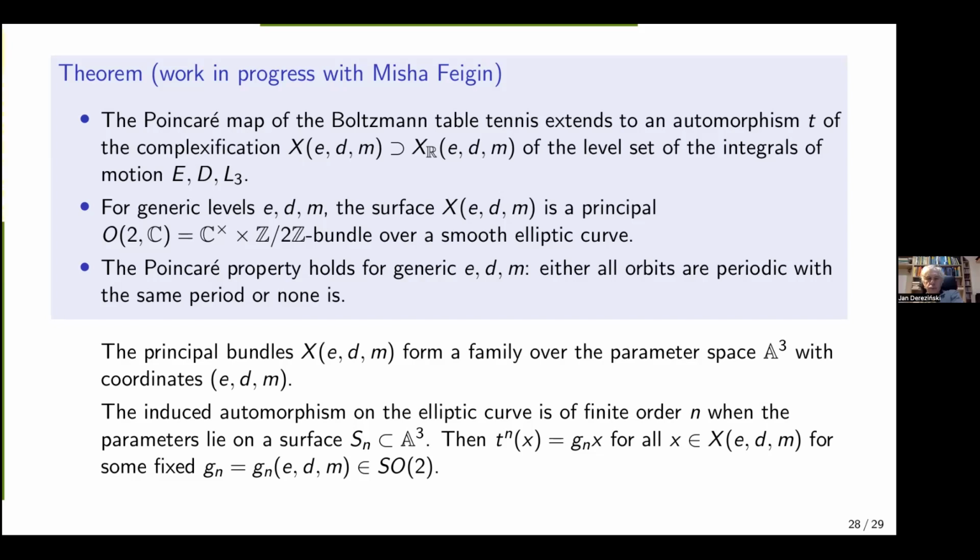Excuse me. The Poincaré property or the Poncelet property? Sorry, yes, Poncelet property, not Poincaré. Thank you very much. Poncelet property.